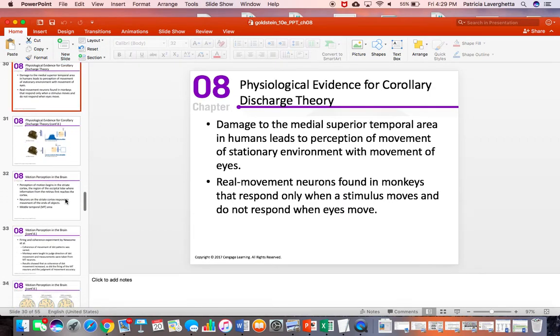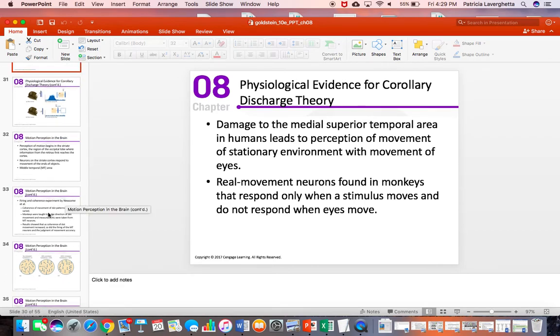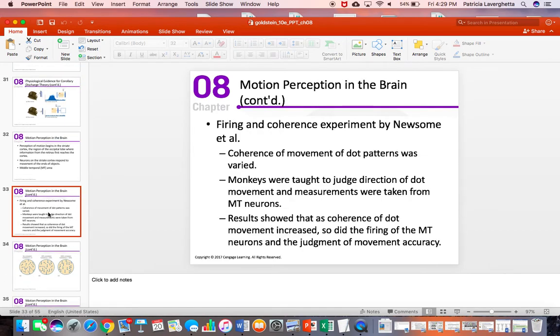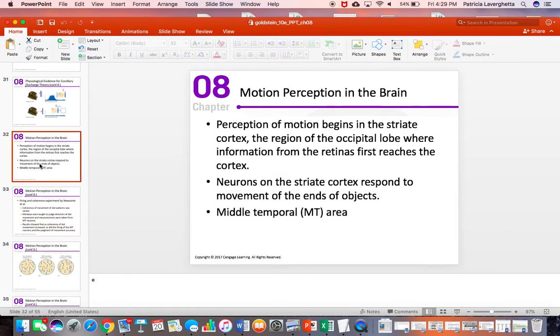Okay, kind of moving along here. What about some of the neural mechanisms of motion perception in the brain? Make sure you study motion perception here, the Newsom and Perry research. The middle temporal area appears to be important. There's other parts of the brain that are important for motion, different aspects of the motion. And these are what we call the extrastriate areas.